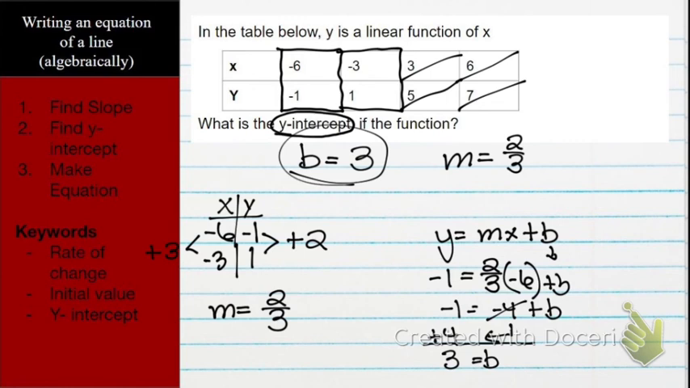So we just finished the 3 examples that we needed to cover for writing an equation of a line algebraically. Like I said before, step 2, finding the y-intercept, can be the hardest part, but we're going to practice that a little bit more. If you have questions, write them down and ask me in class. Do not hesitate to ask me questions, ladies and gentlemen, because this can be difficult the first time you do it. Other than that, just know: find slope, find y-intercept, make your equation. And that's the end of this set of notes.